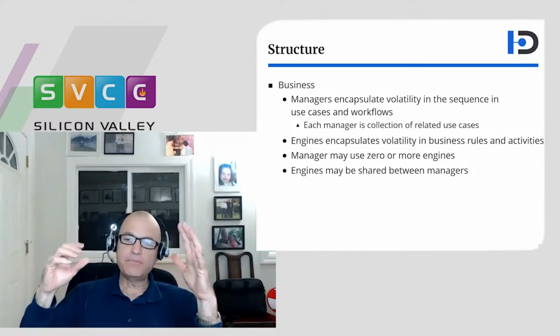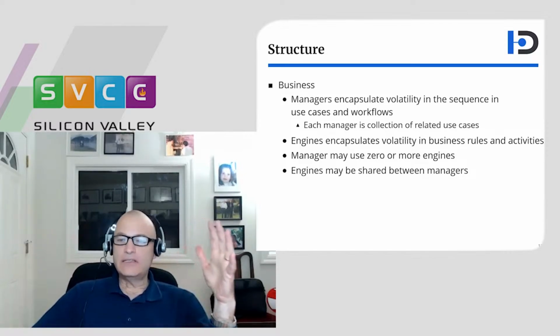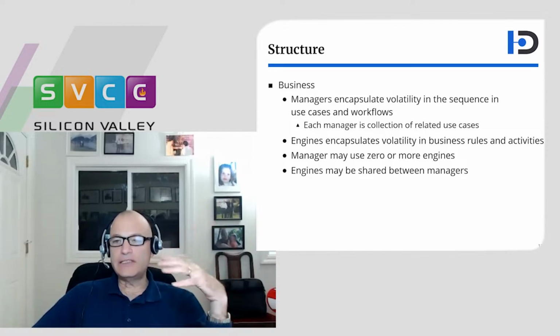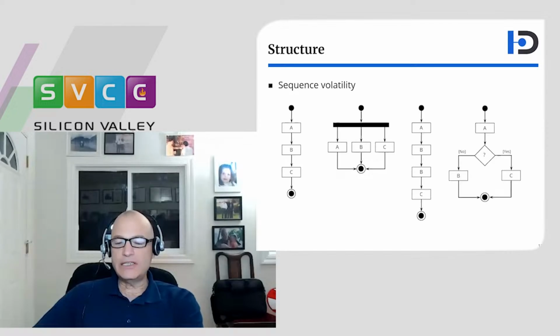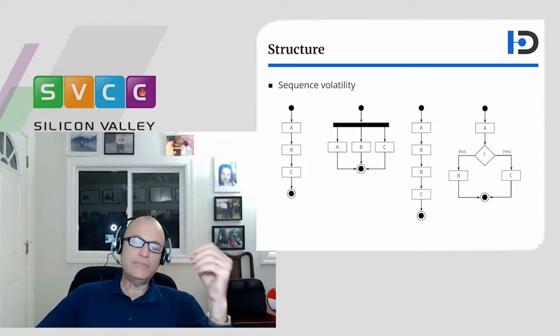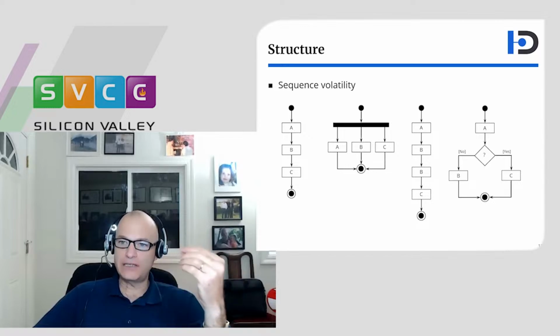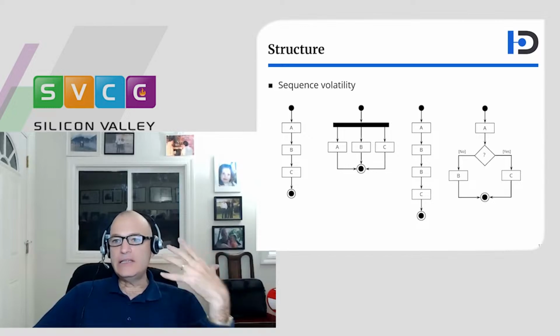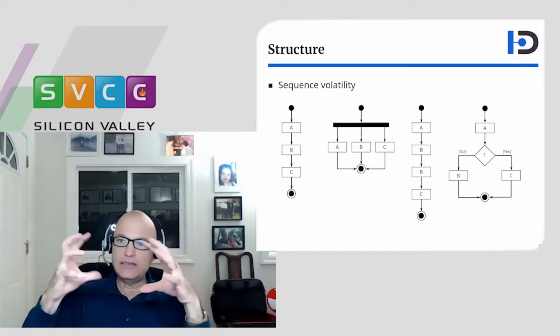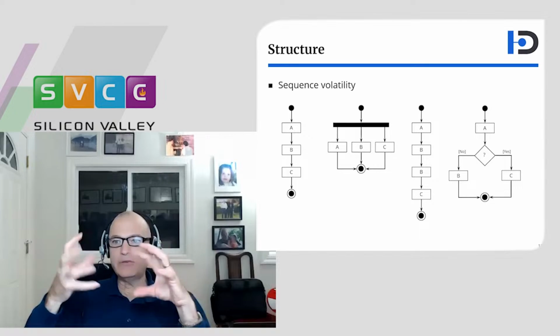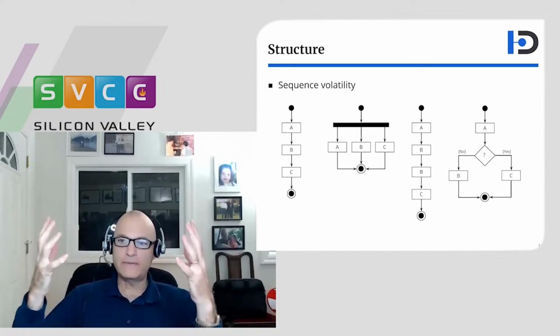What does it mean? Suppose I have a use case that is doing three activities, A, B, C. Well, how are you going to do this A, B, C? Well, you can do it like this, or like this, or like this. So even though I'm still doing the A and the B and the C, there's enormous volatility in how I'm orchestrating it, in how I'm sequencing it. Since the sequence is so volatile, you need to encapsulate it. The entity that encapsulates business sequence volatility I call managers.